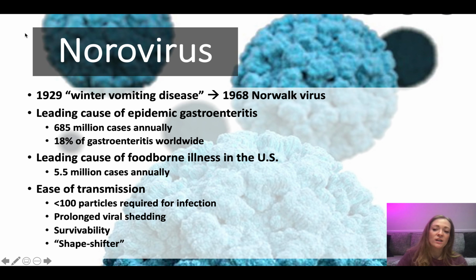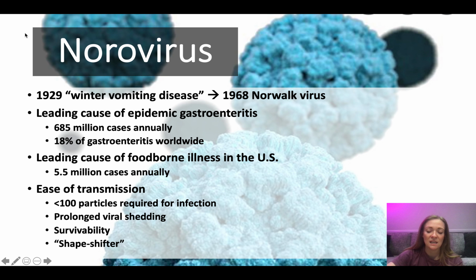Norovirus remains the leading cause of epidemic gastroenteritis in all age groups, responsible for an estimated 685 million cases annually, accounting for 18% of gastroenteritis worldwide. Within the United States alone, norovirus is also the leading cause of foodborne illness, contributing to nearly 5.5 million cases annually. Norovirus specifically is spread through fecal-oral transmission, either from direct person-to-person contact, exposure to foodborne or waterborne contamination, or to infected aerosols produced by vomiting.